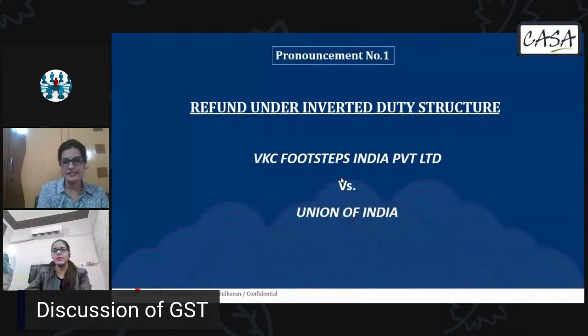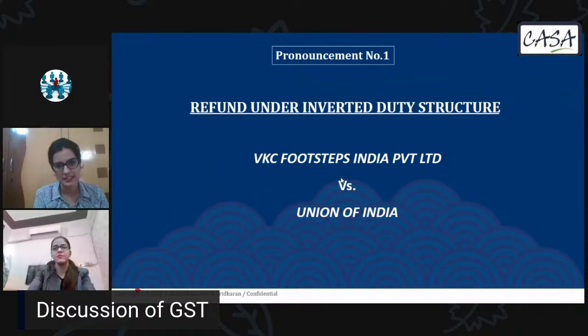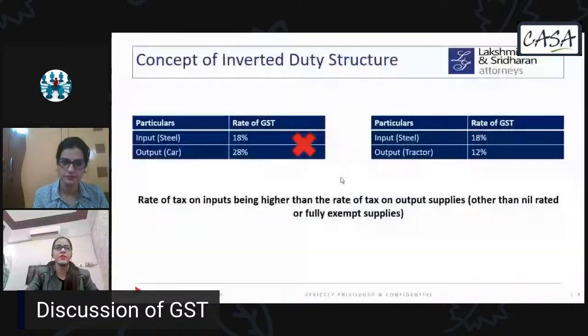So first, as I said, the first pronouncement is VKC Footsteps India Private Limited versus Union of India by the Gujarat High Court for refund under inverted duty structure. Before jumping onto this judgment, I would like to first discuss the concept of inverted duty structure so that everyone is on the same page.